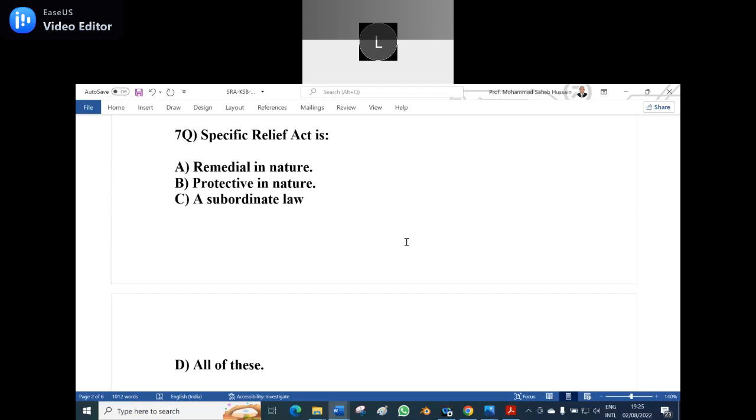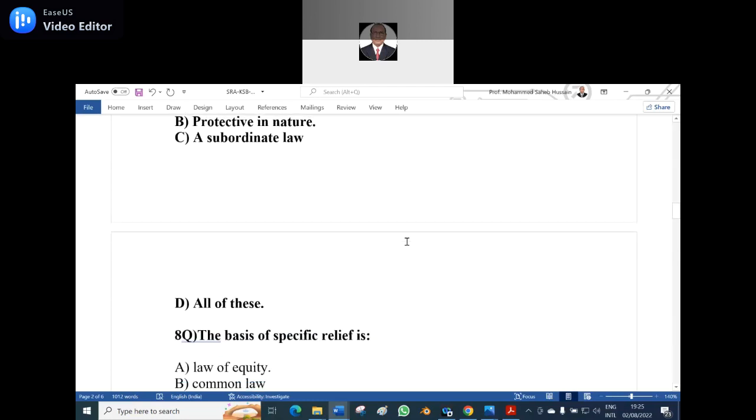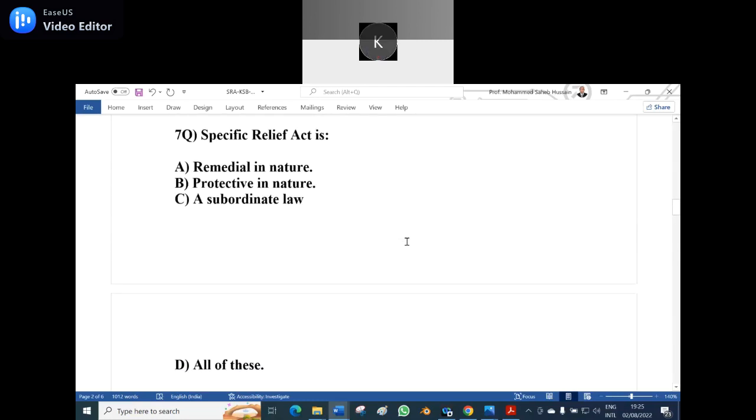Now, eighth question. Scroll up, sir. No, you did not give the answer for the seventh question. Yes, sir, I have given the seventh question. D is the right answer. Are you sure? All of these. Yes, I have given. So option D is the answer. But you said you have the key. Yes. To my knowledge, it is protective in nature. No, sir, I have thoroughly checked. Okay, if it is thoroughly checked, then it's okay.